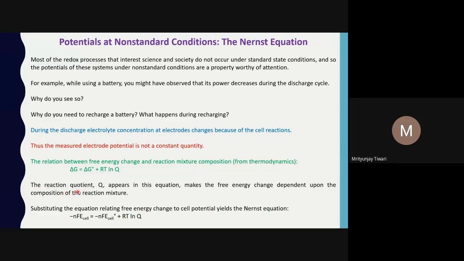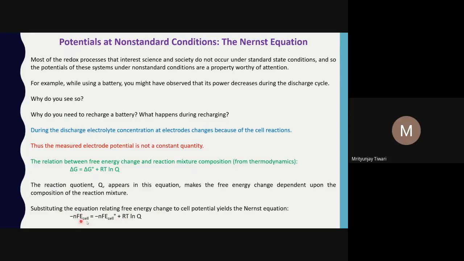The reaction quotient Q appears in this equation and makes the free energy change dependent upon the composition of the reaction mixture. Since RT ln Q will have a certain value, delta G will depend on it, because delta G naught we can consider a constant in this case. So based on the value of RT ln Q, the value of delta G will change. Substituting the equation relating free energy change to cell potential yields the Nernst equation.